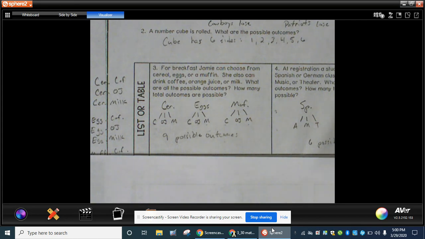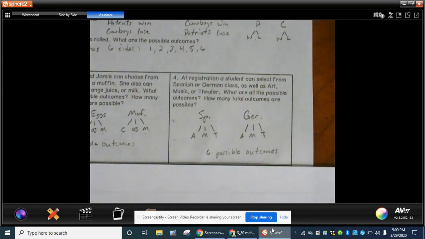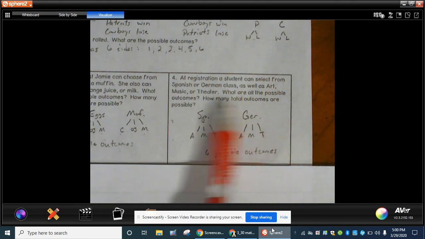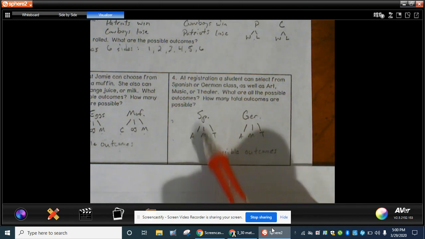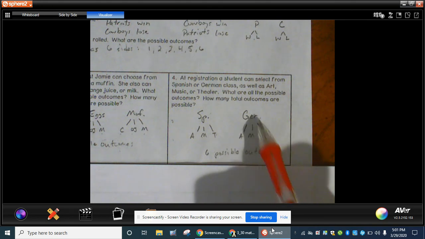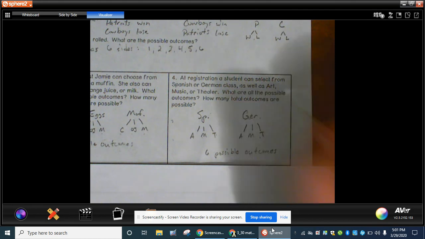Number 4. At registration, a student can select from a Spanish or German class, as well as art, music, or theater. 2 events. So I have a language class of some sort, either Spanish or German, and for the second event, I could have art, music, or theater. For a tree diagram, it's like this right here. I have Spanish with art, Spanish with music, or Spanish with theater, or German with art, German with music, or German with theater.